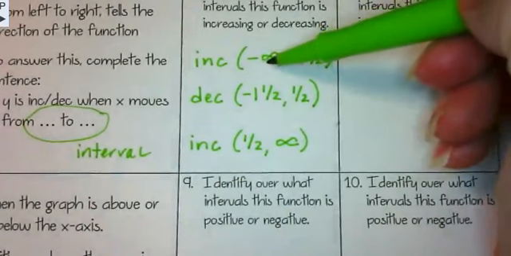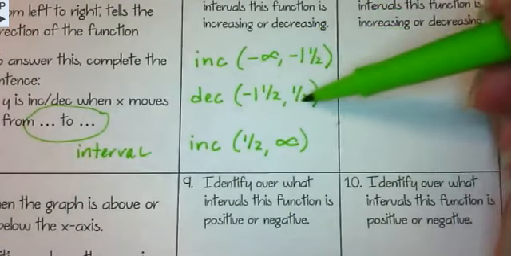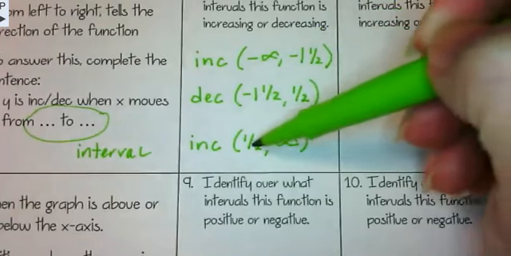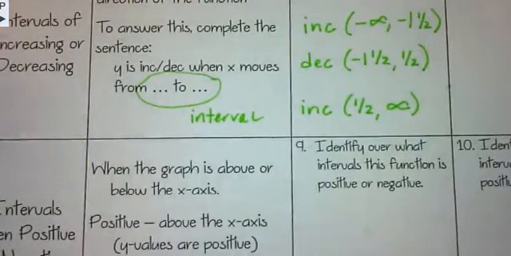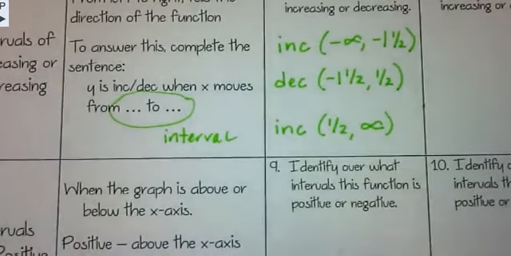So we can say that we know this graph is going up until here, then from here to here it's decreasing, and then from there to there it's increasing. And again, it's the y that's increasing or decreasing. This is talking about the x.